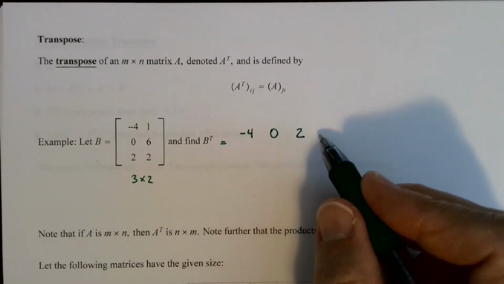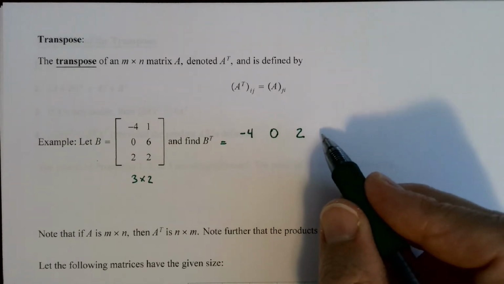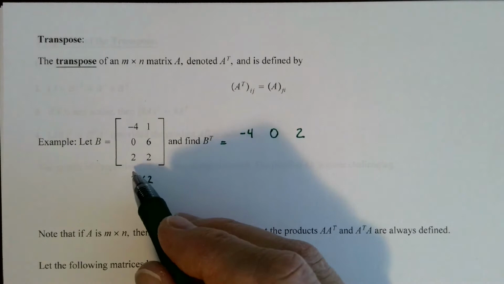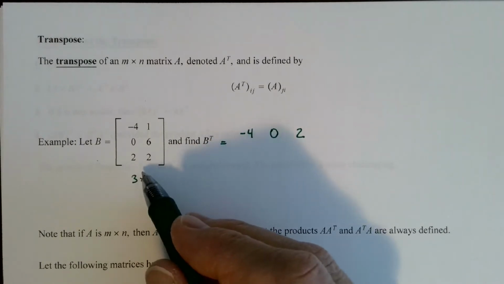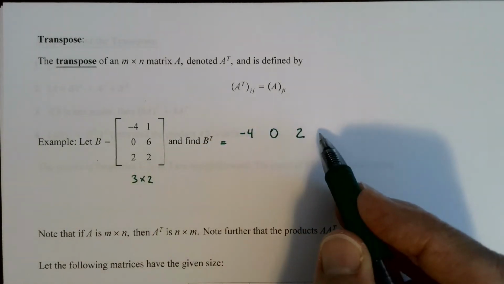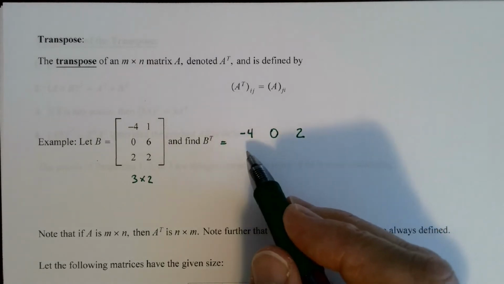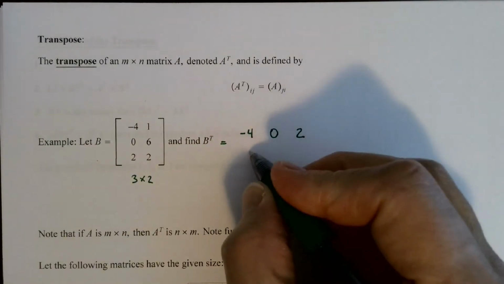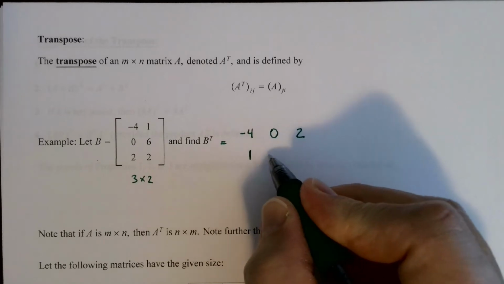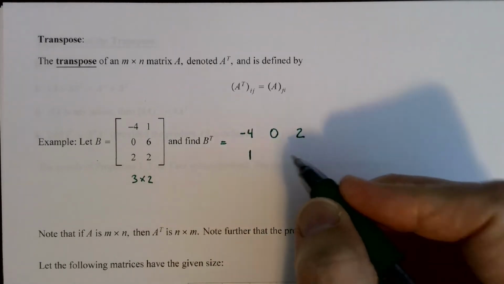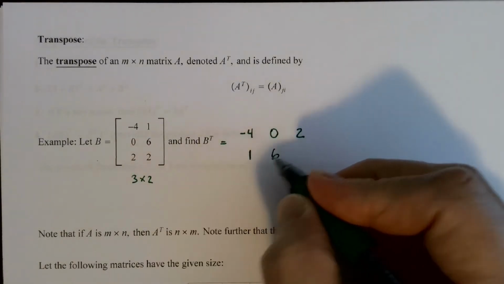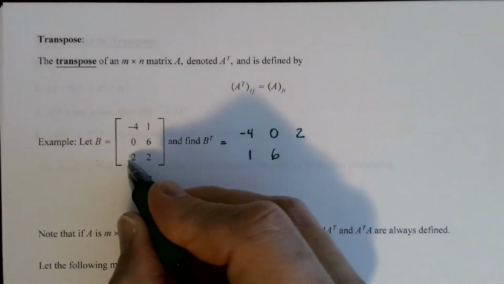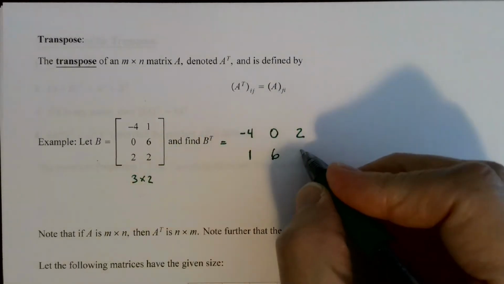What about the first row, fourth column? Well, if we were going to have the first row, fourth column entry, we would need a fourth row, first column entry, but there is no fourth row. So this is where we stop on the first row. What about the second row, first column? Second row, first column would be first row, second column, which is 1. Second row, second column would be second row, second column, which is 6. Second row, third column would be third row, second column, which is 2.